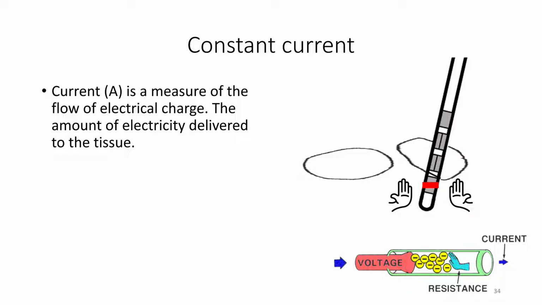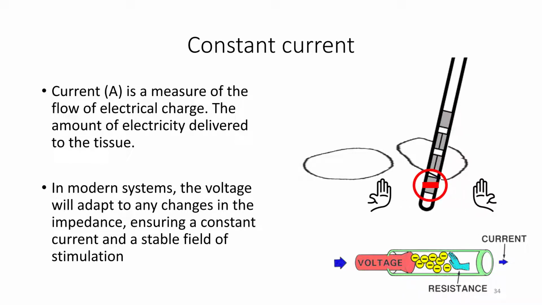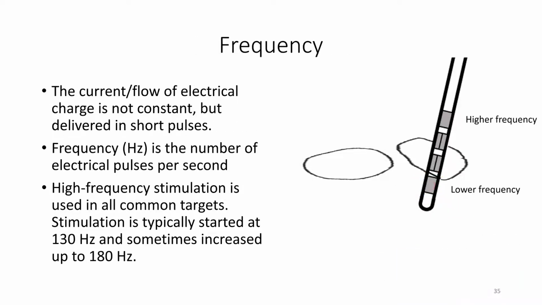Current is a measure of the flow of electrical charge, that is the amount of electricity delivered to the tissue. In modern systems, the voltage will adapt to any change in the impedance, ensuring a constant current and a stable field of stimulation.